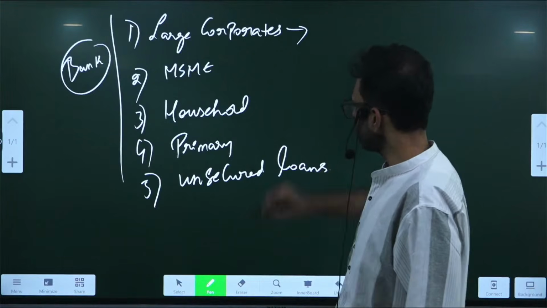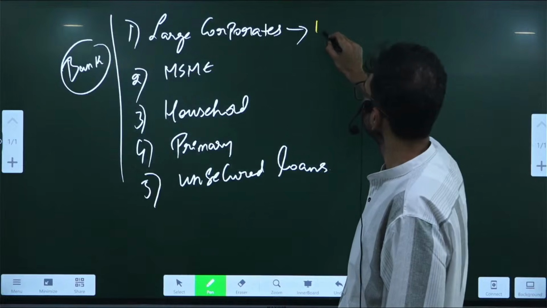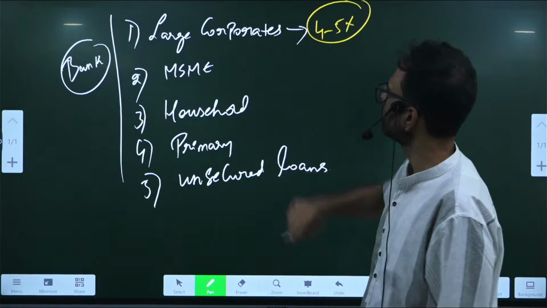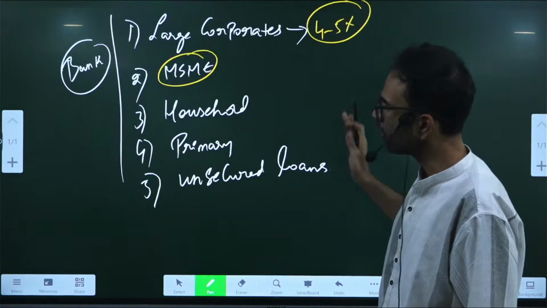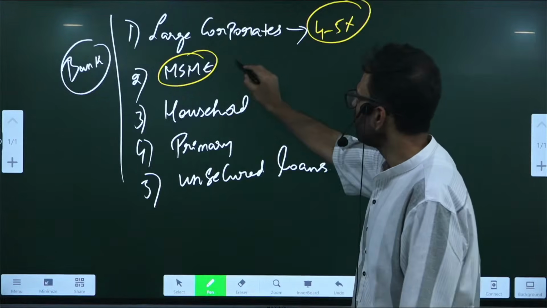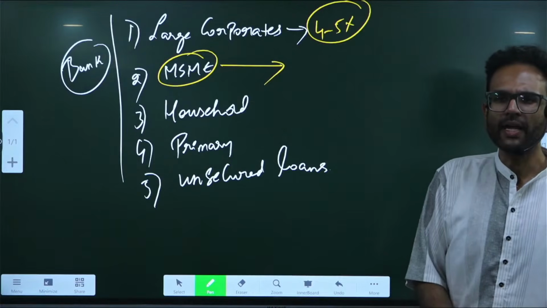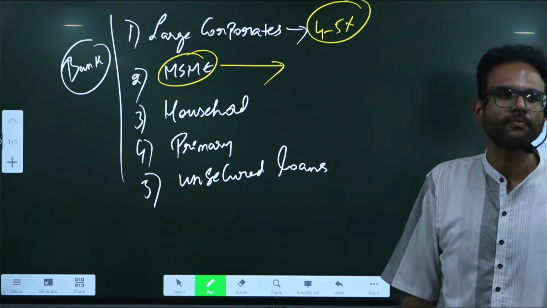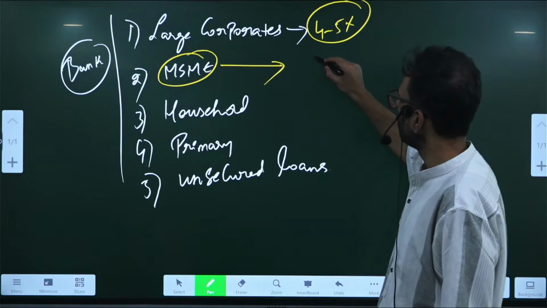So when you're talking about this, large corporates are out of the equation now because they are now going to capital markets. We are left with these people: MSMEs, households, primary sector, unsecured. When you're talking about the MSME sector, why were banks hesitant? There is no proper collateral or there is no info.